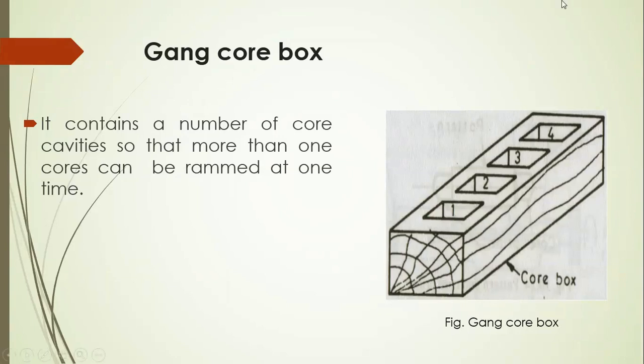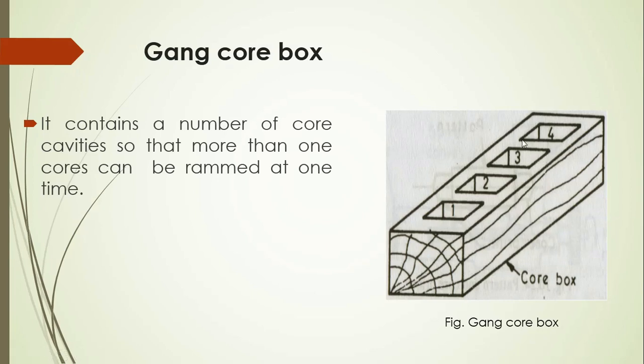Now as the name implies, gang means a group, means this is a single core box which is made up of wood. Now in machine drawing you are going to study the symbols for the wooden structure. Now here 1, 2, 3, 4, these are the core cavities. Means in a single ramming I can produce 4 different cores. That is the advantage of the gang core box. Means for mass production of cores I can use this particular type of core box. It contains a number of core cavities 1, 2, 3, 4. These are the core cavities in which I have to carry out ramming of the core sand.